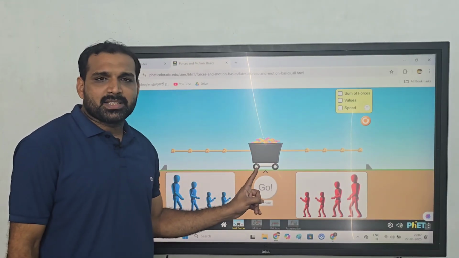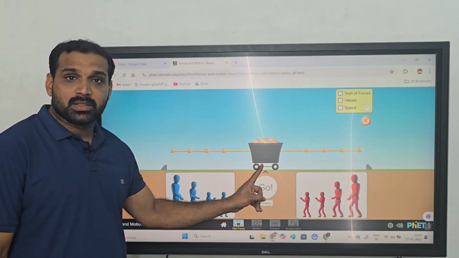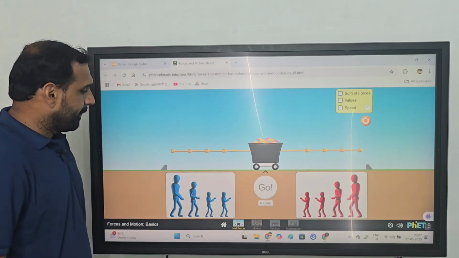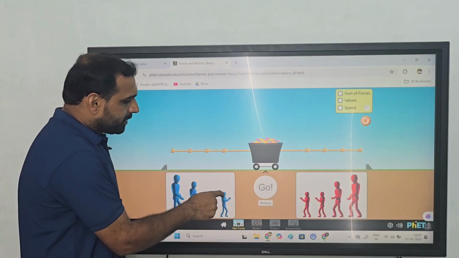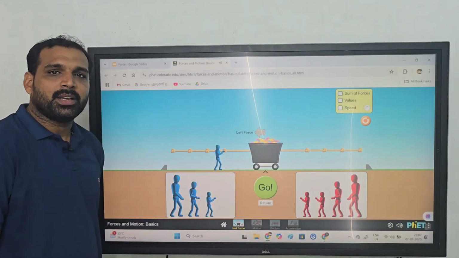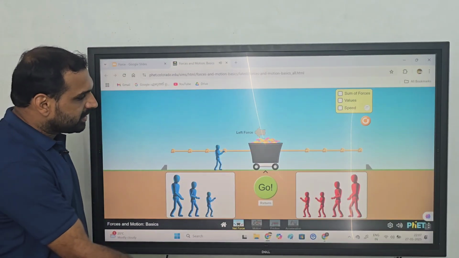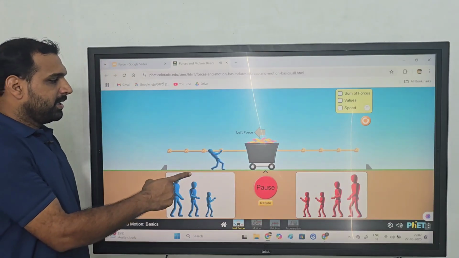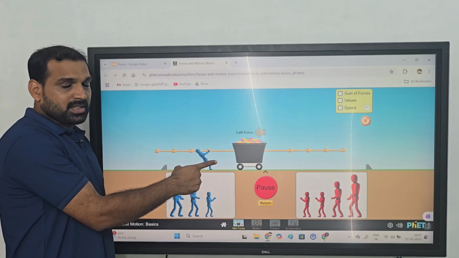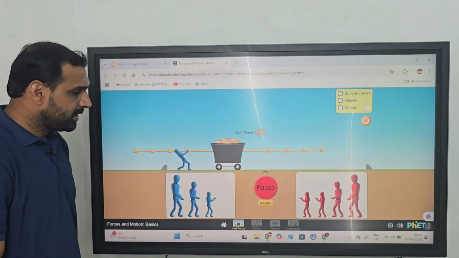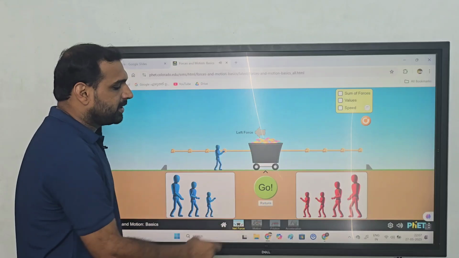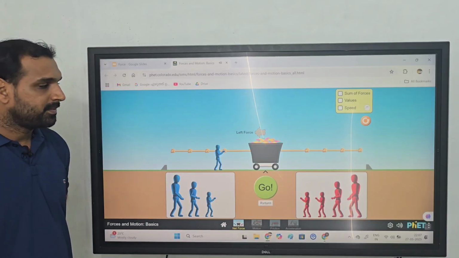And it has two wheels. And you can see a person standing to the left and to the right. So I'll take one person to here. You can see that, right? And I'll ask him to pull the cart. If I click go, you can see that he's pulling this cart to the left, right? This is because of the force he exerted on the cart, right?